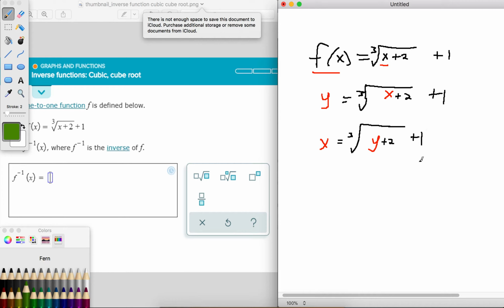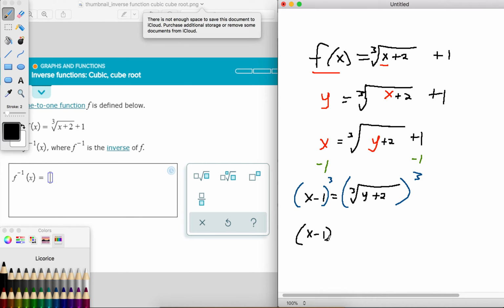Okay, so algebraically I need to get rid of that plus 1, so I'm going to subtract 1 from both sides. So x minus 1 equals the cubed root of y plus 2. And now to get rid of that cubed root, I'm going to do the opposite. A cubed root means 1/3 power. So if I raise both sides, and make sure you use parentheses over here, if I raise both sides to the power of 3, 3 times that 1/3 power, because exponents on top of exponents multiply. Okay, the 3 on top of the 1/3 power, they cancel out. So you get x minus 1 to the third equals y plus 2.